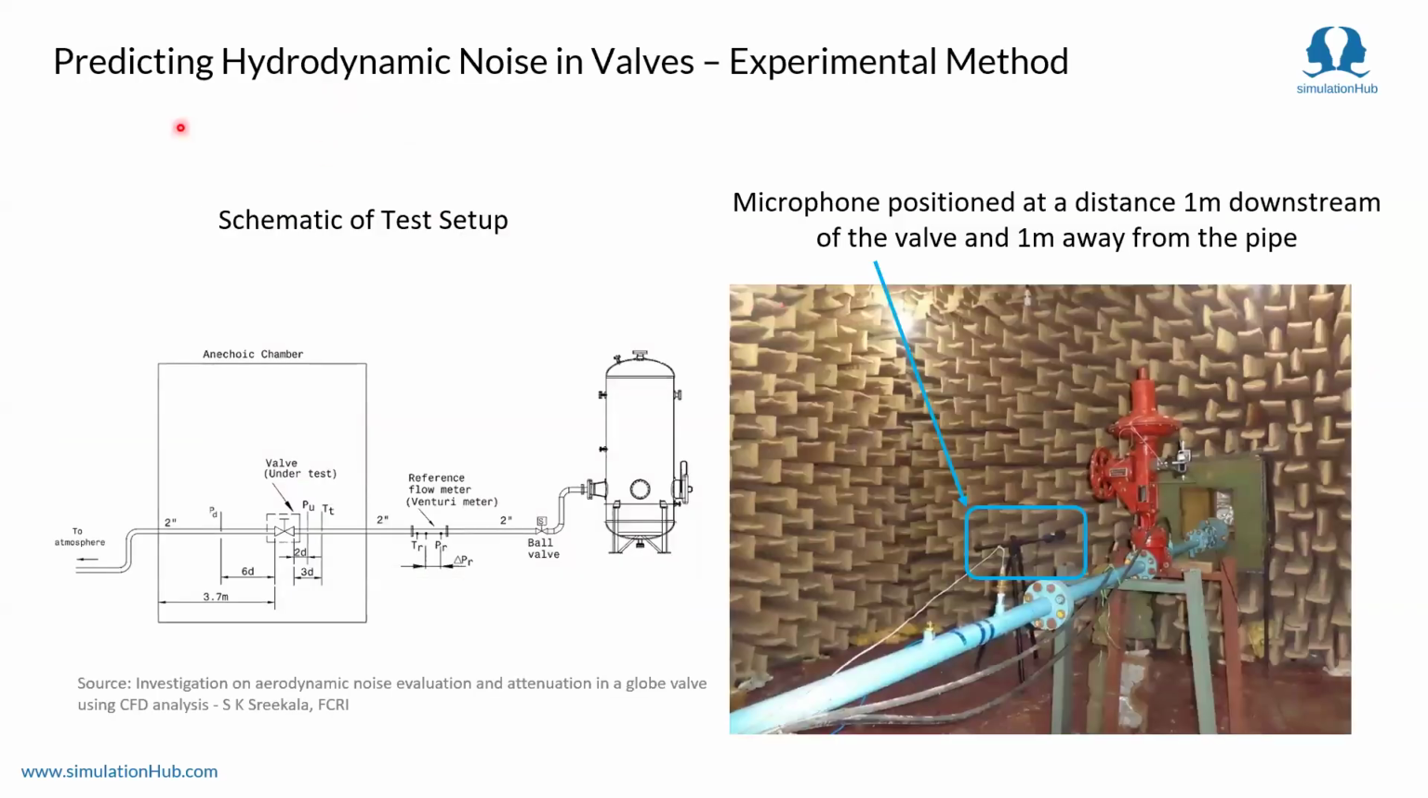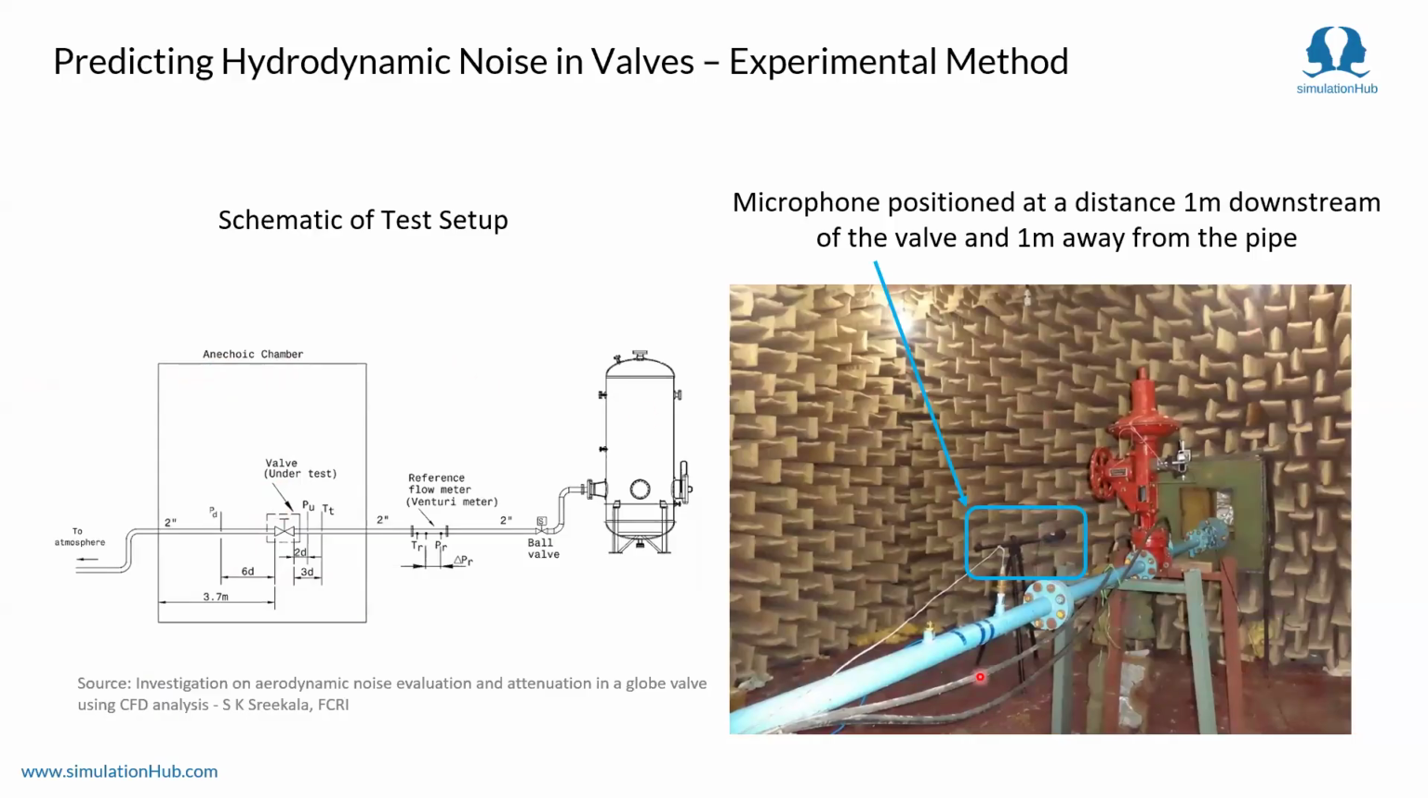So moving ahead, how do we predict hydrodynamic noise in valves by experimental method? Here is an example of a typical test setup schematic. An anechoic chamber is required, with sound dampening panels to control the environment. This is the valve under test, and there is a microphone or decibel meter positioned 1 meter downstream of the pipe and 1 meter away from the pipe. At this position, they record the readings.